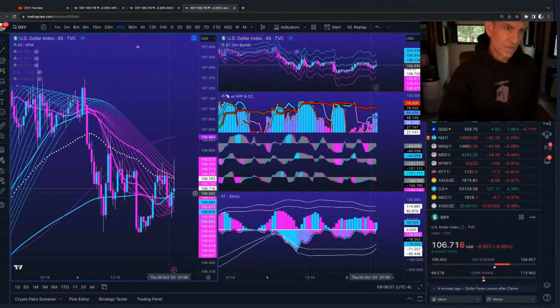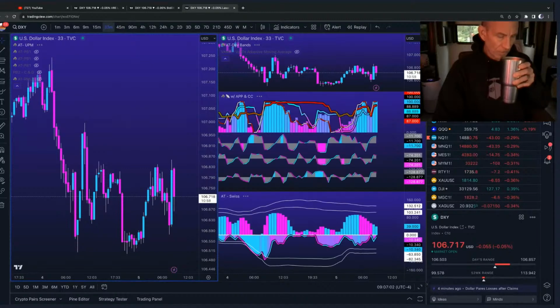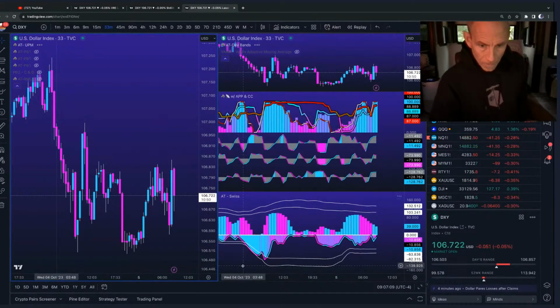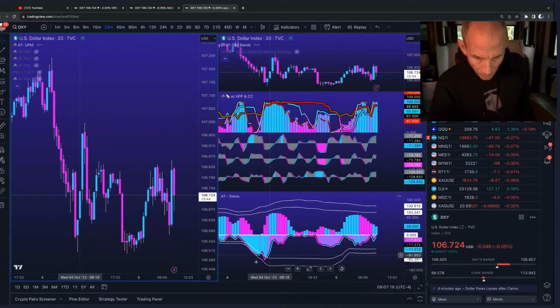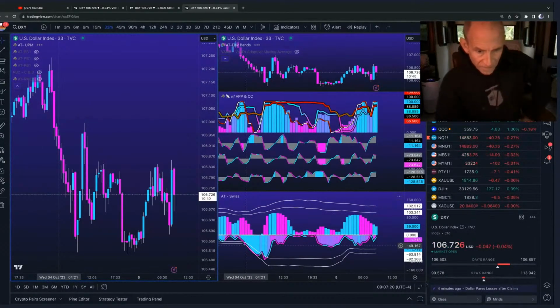Yeah, man. This is all flipping. Let's see here. Here's the 33. It's all random. Trend on the 33 was to the downside on the dollar. Indeed. Yesterday, early in the morning.